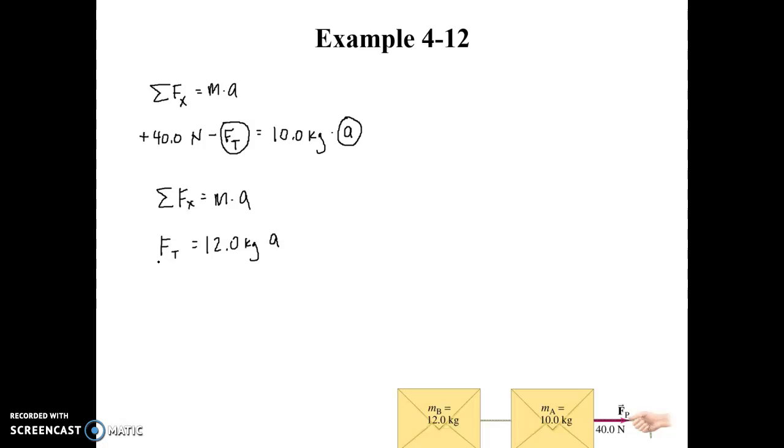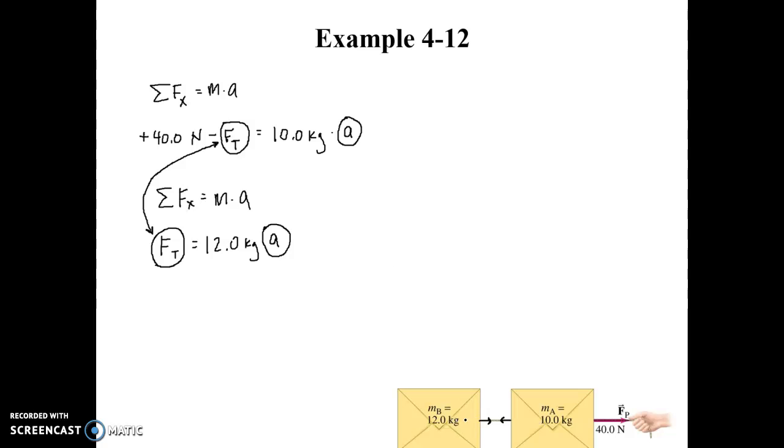So again, we have an equation here that has two unknowns. We have the tension force and we have the acceleration. Now, the tension in the rope is going to be pulling this box to the right. It's also pulling to the left with this box, but a tension in a rope is consistent. It's the same. So this tension force is equal to this. It's the same tension force in both equations.